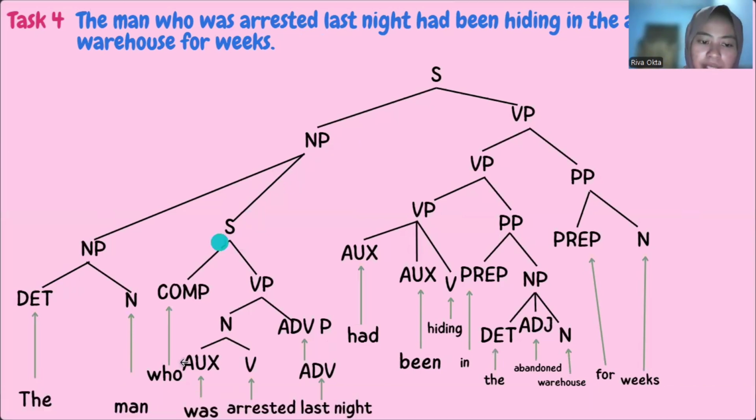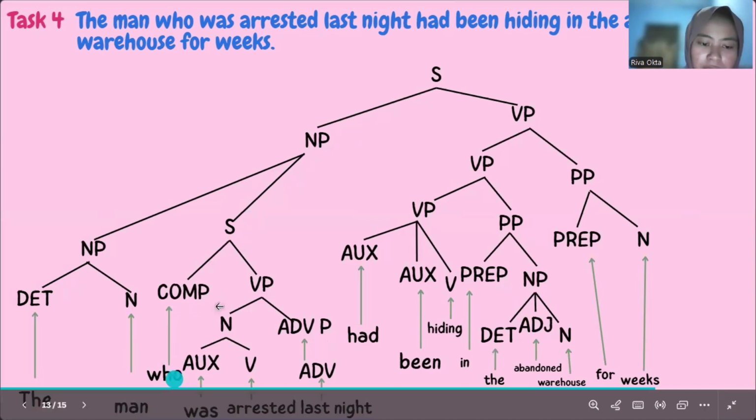And from the noun phrase, there is a subject. The subject is divided into complementizer. From this sentence, "who" is a complementizer. The verb phrase is divided into verb phrase and adverb, and the verb phrase is divided into auxiliary verb and verb. From this sentence, "was" is an auxiliary verb, "arrested" is a verb, and the adverb phrase has an adverb. "Last night" is an adverb.